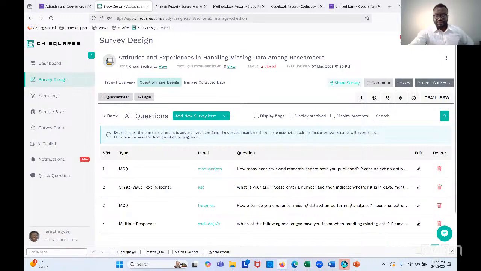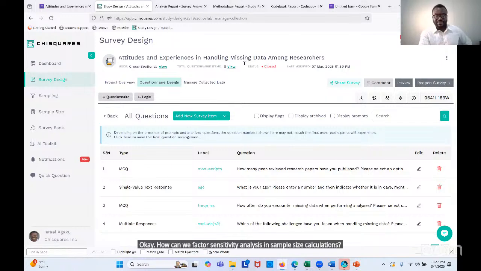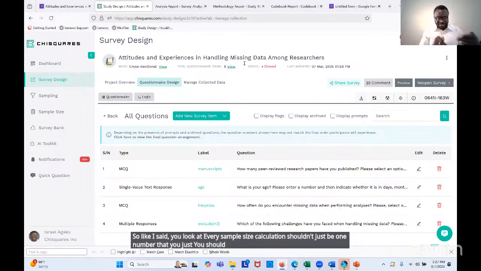How can we factor sensitivity analysis in sample size calculation? Is that a new question? Because that's what I just explained. Okay, I just saw it now. Yeah, Moses just posted that. So like I said, every sample size calculation shouldn't just be one number that you produce. You should create a table that says, under these assumptions, this is the sample size. Under these assumptions, for this outcome, this is the sample size. So that's what it means, right?